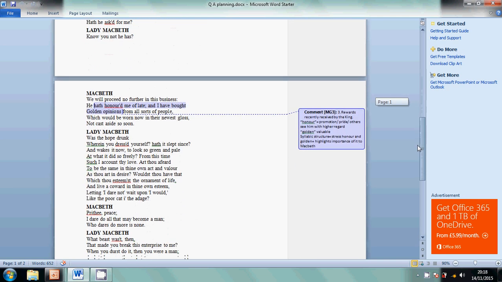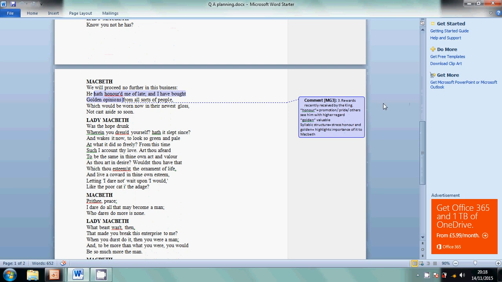And third and finally, you can see my point is about the rewards he's been given. So the king has recently honoured him. He talks about the golden opinions that he's been given. And you can see in my notes of analysis there, valuable, honour, promotion, pride. Others see him as highly regarded. And then again, I've looked at structure here. So the syllabic structure, it stresses the word honour and it stresses the word golden because he's using the iambic pentameter structure. And that helps to show the importance of these things to Macbeth.